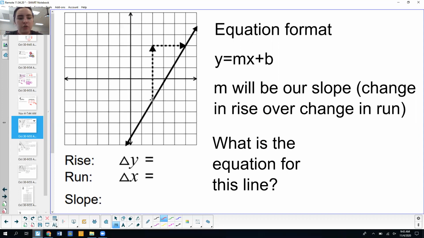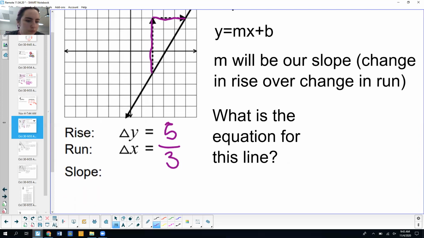So we're going to find the change in y. And you guys kind of know how to do this now. We're going to go up 1, 2, 3, 4, 5. And we're going to run 1, 2, 3. So 5 over 3. So what is that simplified? Good. So it's about 1.6, 1.67, something like that. So that's going to be our slope.